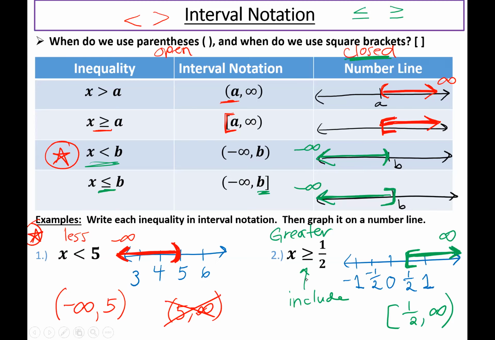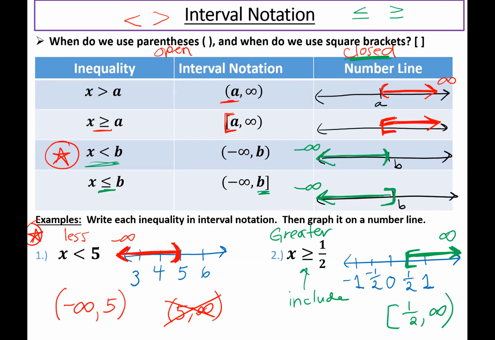So again, x is greater than or equal to 1/2, square bracket because we're including the number. We have the equal sign. It's going to the right because it's greater than. So our interval is square bracket, 1/2, comma, infinity, and then close it with parentheses.